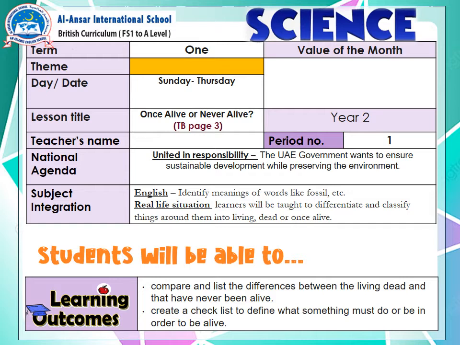Our topic is once alive or never alive. You can refer to your textbook, page 3 for your science lesson. In this lesson, I'll be teaching you how you can compare and list the differences between the living, dead, and things that have never been alive. And you will be creating a checklist to define what something must do or be in order to be alive.